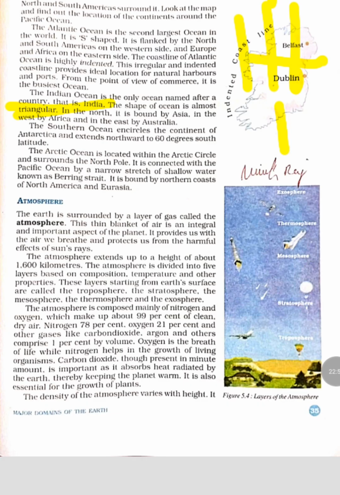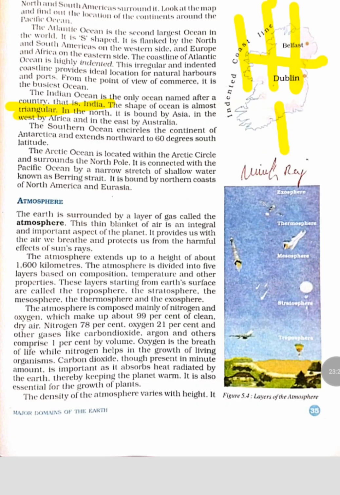It is connected with the Pacific Ocean by a narrow stretch of shallow water known as the Bering Strait. It is bounded by the northern coasts of North America and Eurasia. The Arctic Ocean is located within the Arctic Circle at the North Pole. It is connected with the Pacific Ocean by the narrow stretch of the Bering Strait.